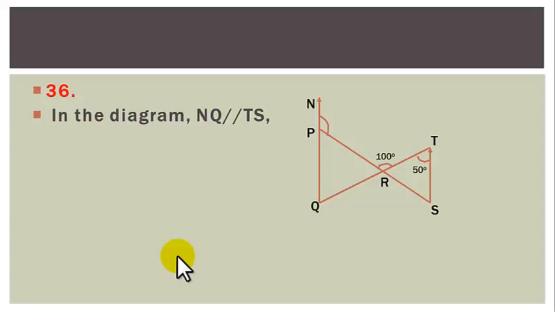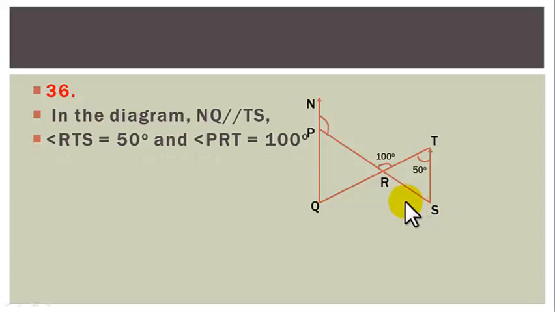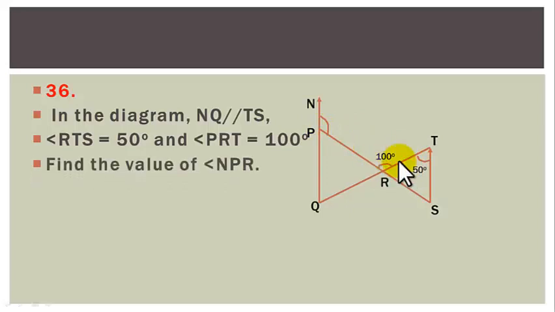In the diagram, the side NQ is parallel to TS. Angle RTS is 50 degrees and angle PRT, that's this angle, is 100 degrees. Find the value of angle NPR. That is, find this angle.